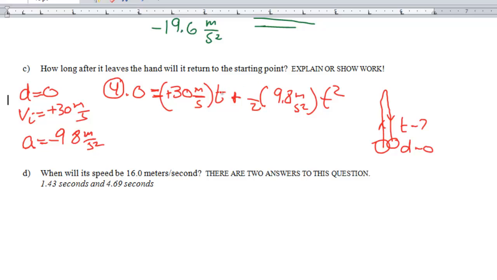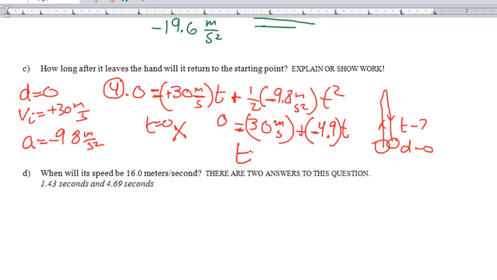Okay, and you can see one of the possible answers is t equal to 0, and that's expected. That's the moment you throw the ball. Of course, in that case, the final and the initial position will be the same. So t equal to 0 is one of the answers, and we are not looking for this answer. The other answer is, by solving the problem, 0 equals 30, if we cancel out the t, meters per second, plus the negative 4.9 times t, and of course in that case you have to move that to the other side.